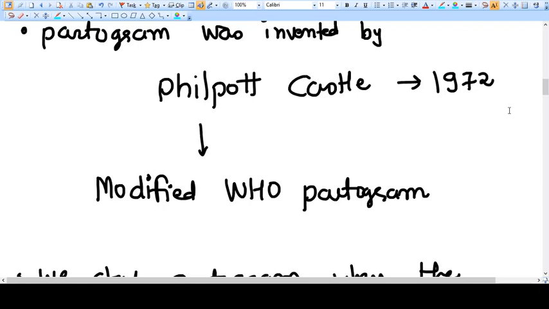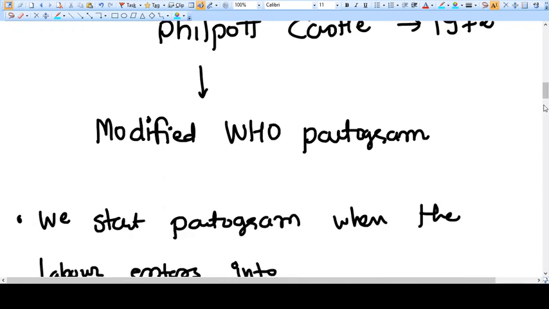What we are doing here is separating the high-risk patients. We are separating the labor that can worsen, so that we can timely refer the patient to a higher center. That's why WHO modified and simplified the partogram, and nowadays only one partogram is used, that is the WHO modified partogram.